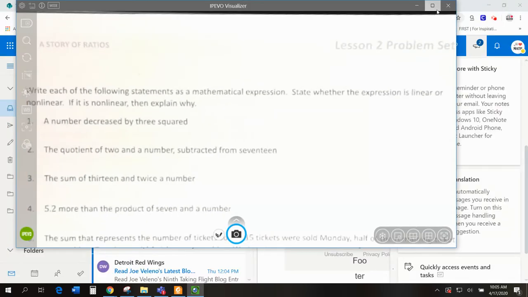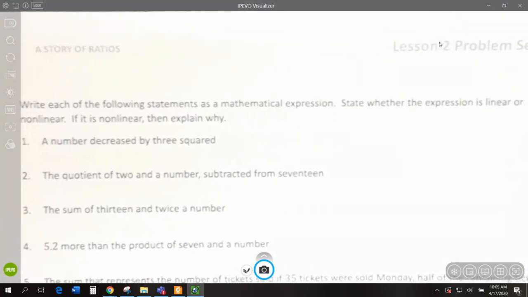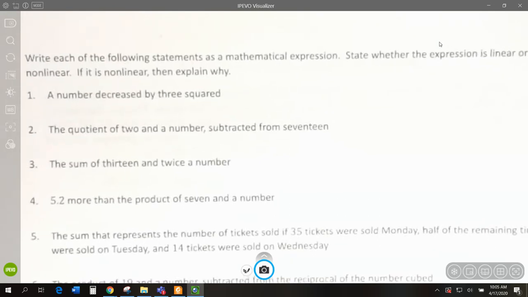We're actually on module 4, lesson 2 problem set. We have to take the written expression and turn it into an algebraic expression and then determine if it's linear or nonlinear. So let's start with number 1.